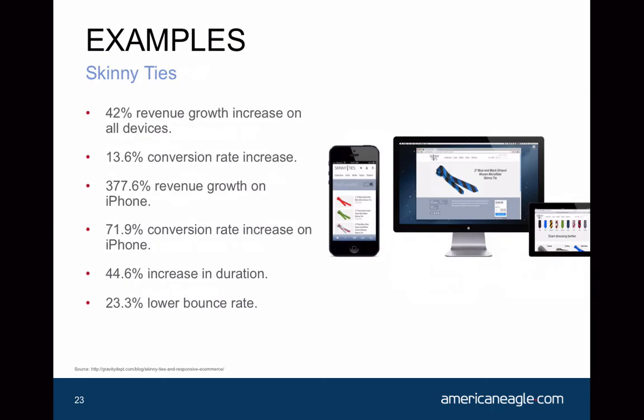An e-commerce example is Skinny Ties. They saw a 42% revenue growth increase on all devices. They also saw a 13.6% conversion rate increase. On the iPhone alone, they saw 377.6% in revenue growth. And on the iPhone as well, they had a 71.9% conversion rate increase. There was also an increase in duration by 44.6%. And again, they had a 23.3% lower bounce rate. Again, driving home that the users really want to see the stuff and use it in the best way possible.